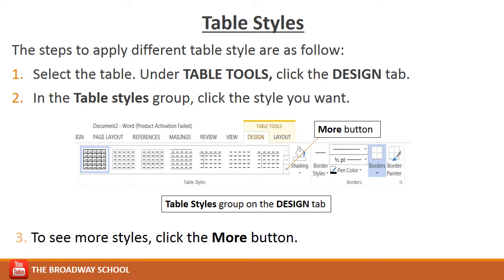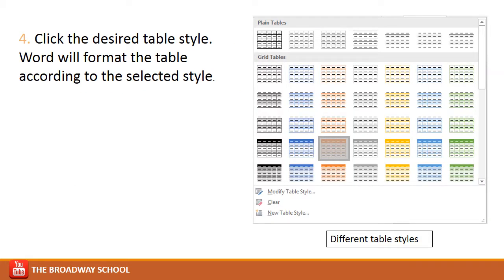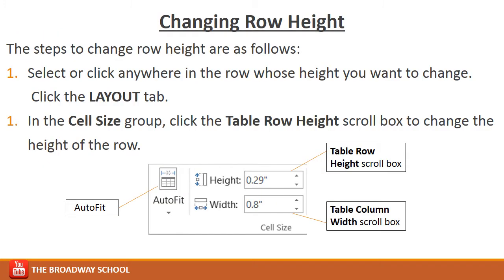And in the third step, to see more styles, click the More button. A picture is given to you that is actually showing the More button option and different predefined designs of tables. Now in this picture, different table styles are given. Whichever table style you select, Word will format the table according to the selected style.